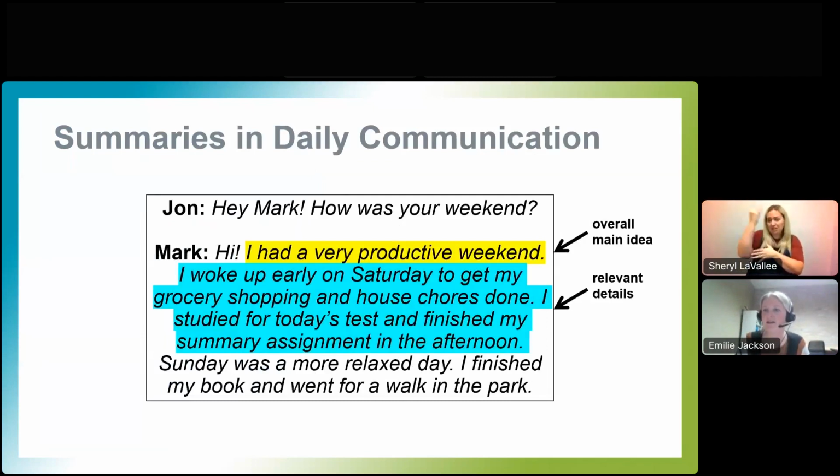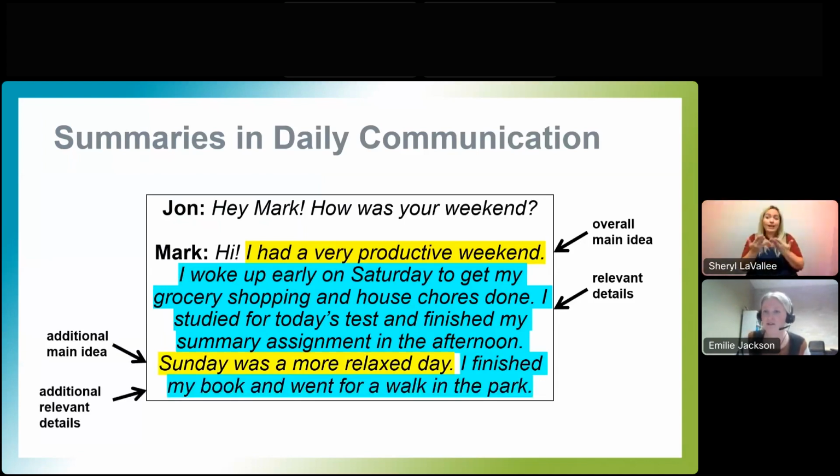Then he provides some examples of that productive weekend that he's stated. So some relevant details that connect or relate back to that main idea. Then he provides another, we could say, key point or main idea about Sunday. In this case, it was more relaxed. It was a fun leisure day. And again, he provides additional relevant details that connect to that key idea. So this is essentially a very simple example, but it is a summary. So let's look a little bit more at this.